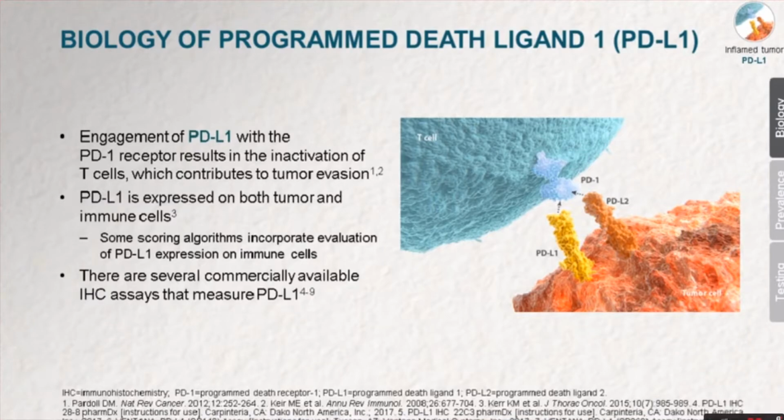PD-1 and PD-L1 are ways that cancer cells interact with T cells. PD-L1 is expressed on both tumor and immune cells as a way that tumors can stop T cells from attacking them. They become an attractive target for immune therapies, to reverse this blockade where tumor cells protect themselves from activated T cells.